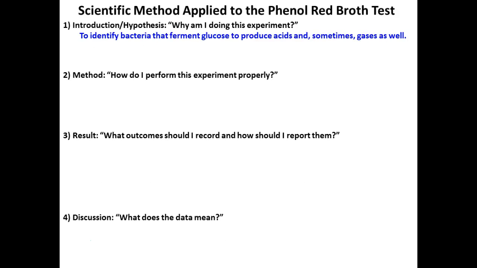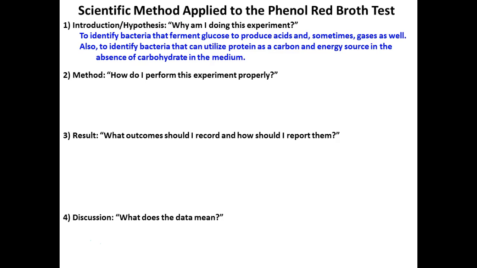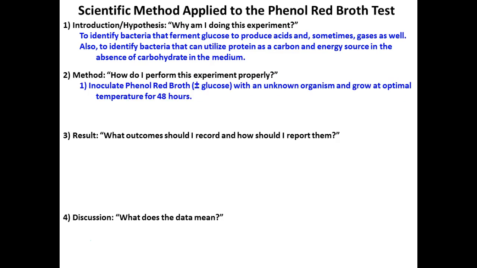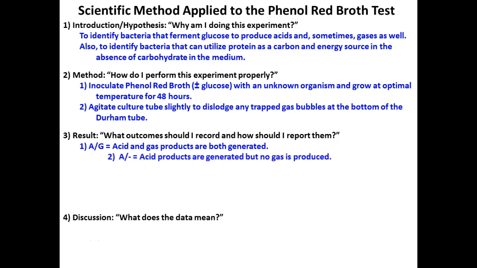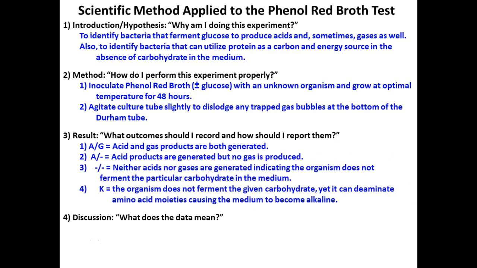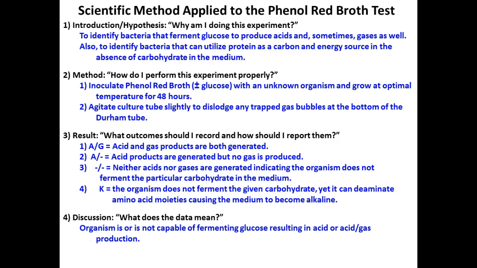Because that's the main question we're asking. We want to know, can they ferment glucose? Or could they possibly use the protein as an energy source? We just inoculate the tubes, we incubate them for 48 hours at the correct temperatures, and then we look at our results. We code them as such, but what does this truly tell us? It tells us if the organism is capable or not capable of glucose fermentation. We can detect this by the fact that there's a pH indicator that turns yellow when the pH lowers under acidic conditions.